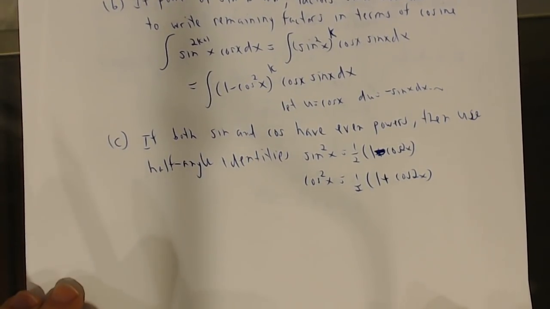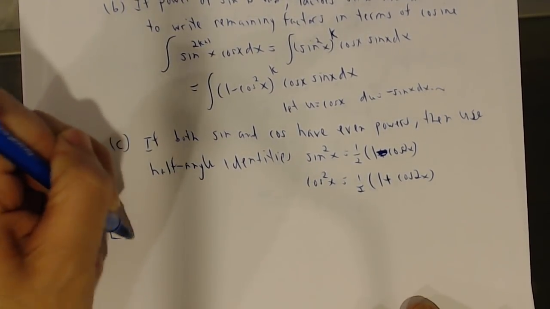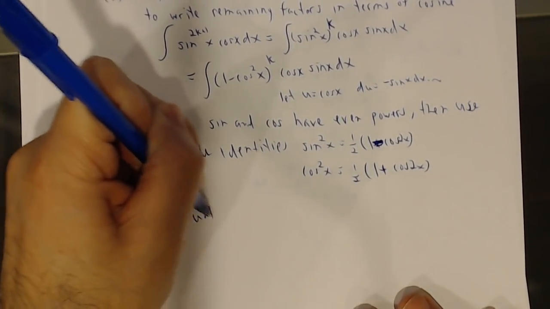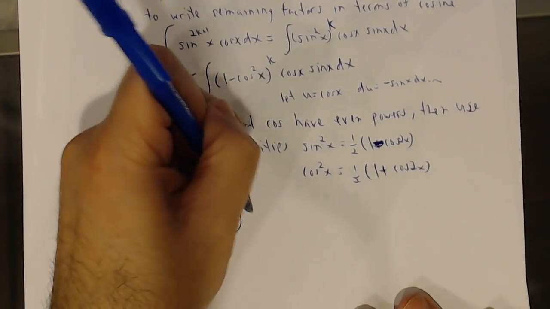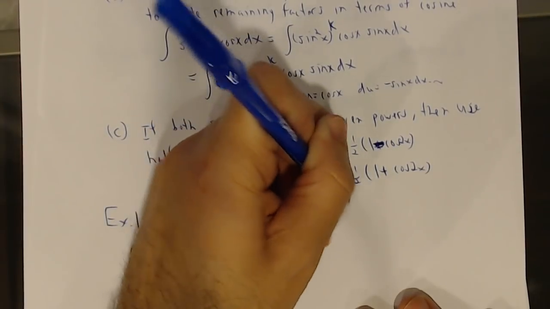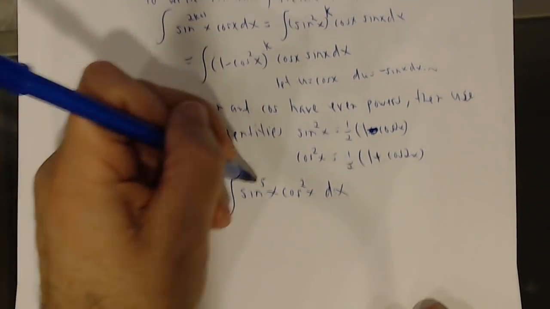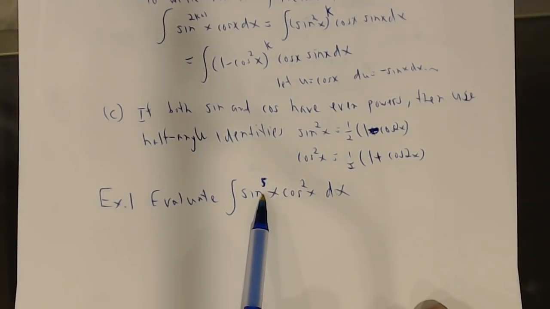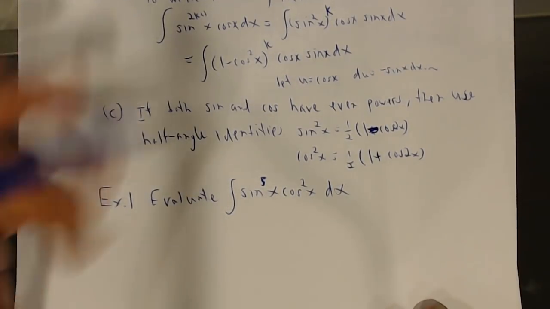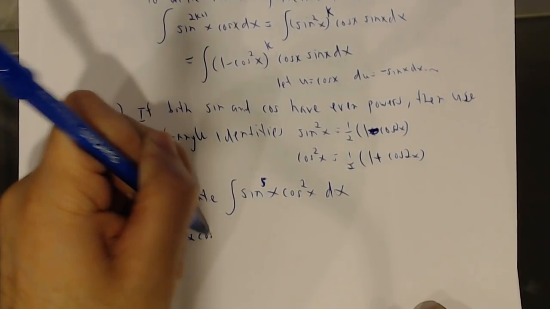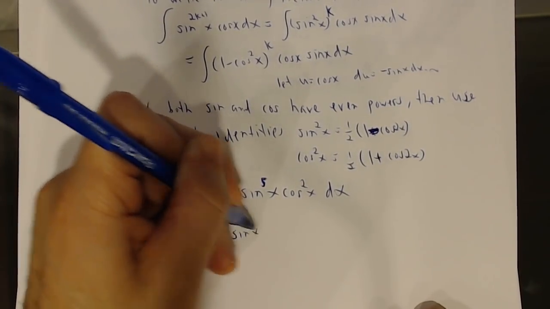So let's work on a few examples so you'll see how this works out. For example 1, evaluate the integral of sine to the power of 5 x cosine squared x dx. Right away, I'm looking for my odd powers. If both of them are odd, it doesn't matter which one you factor, but in this case, sine is odd. So I'm going to factor out a sine. If I factor out a sine, this becomes sine to the fourth x, cosine squared x, sine x dx.